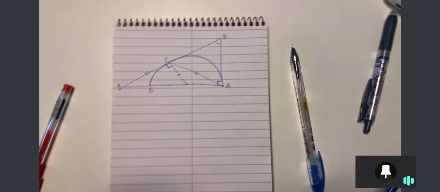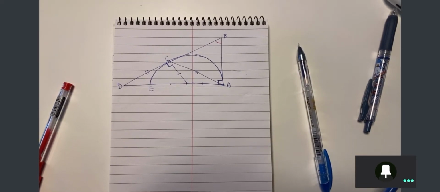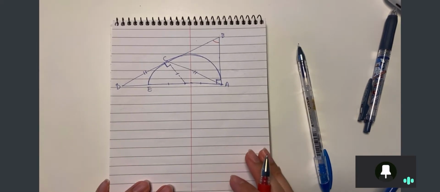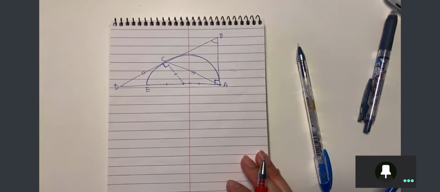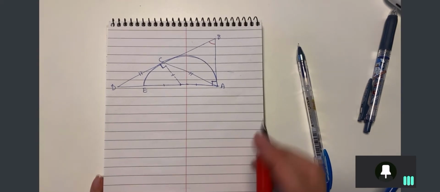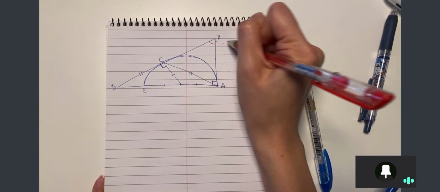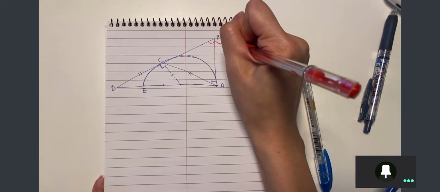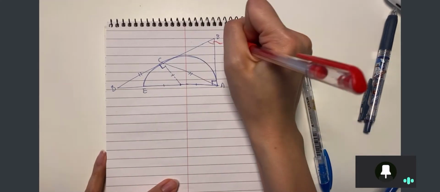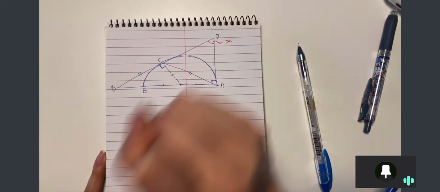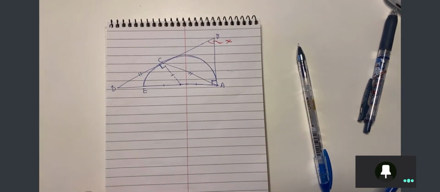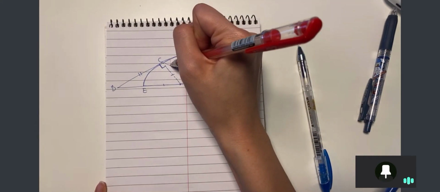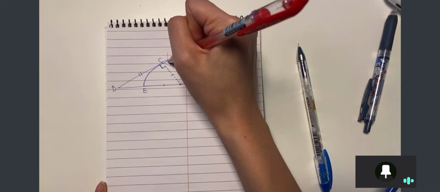So first of all, maybe I can write down some information about this. Maybe we call it X. The pen is not that good.